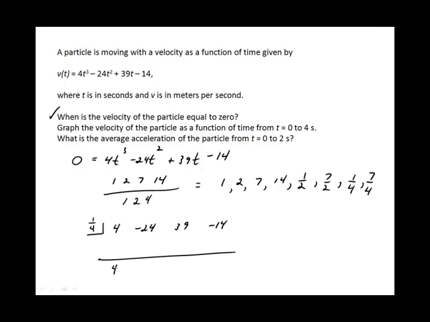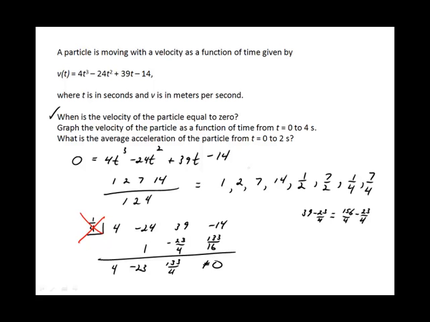So I bring the 4 down. 1/4 times 4 is 1. -24 plus 1 is -23. -23 times 1/4 is -23/4. And then I take 39 minus 23/4, which is 156 over 4 minus 23 over 4, which is 133 over 4. Multiply that by 1/4 and I get 133 over 16. And this is not equal to 0, so 1/4 is not a root.